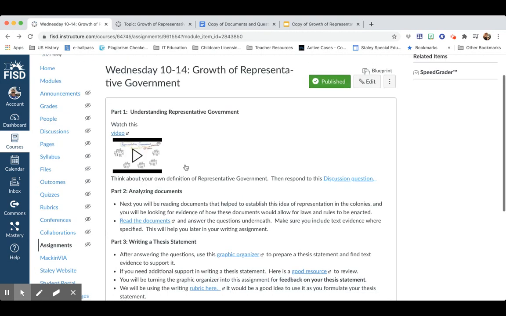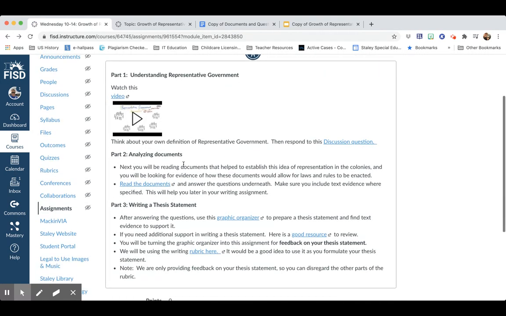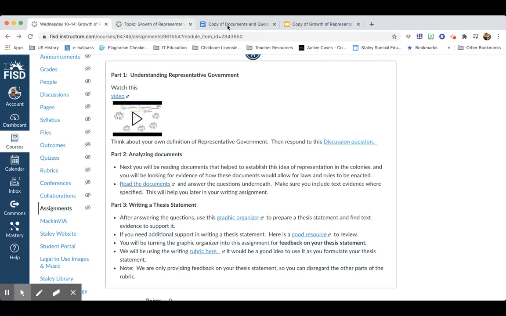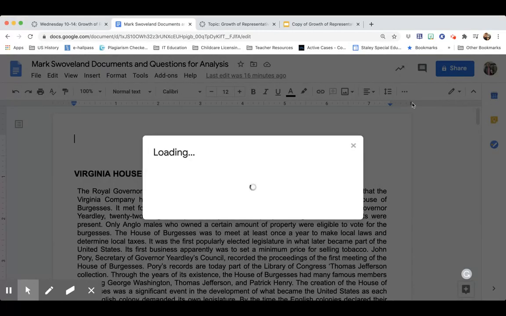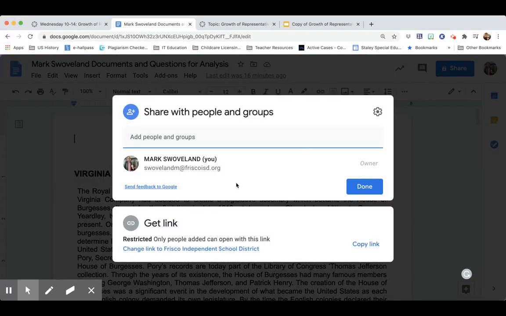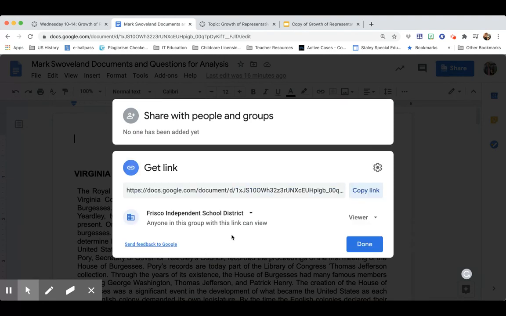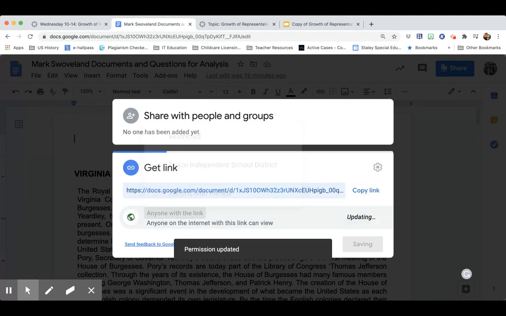All right, so let's go ahead and we're going to go back to our main assignment, and let's take a look at the next part. Okay, so we're going to go to part 2 now, analyzing the documents. So the first thing that we're going to need to do is you guys are going to need to open this Read a Documents. So go ahead and click on this. It's going to ask you to make a copy, so please make sure that you put your first and last name in there, and we're also going to change the sharing settings today. So I'm going to go ahead and put mine in as Mark Swoveland. Okay, and then the next thing I'm going to do is come up here and change the sharing settings so that anyone with the link can view. So we're going to change this from restricted to anyone with the link.